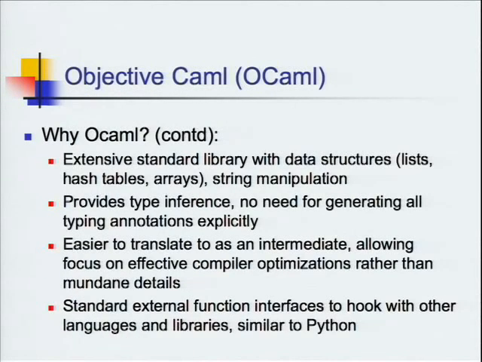Also, OCaml has a very extensive standard library, which has a lot of well-implemented data structures, such as lists, arrays, hash tables, and string manipulation. It provides type inference, so we don't need to specify explicit typing annotations, like saying this is an int. We can specify types for variables, but we don't have to because the type inference will take care of it. And it's definitely a very easy language to program in. That in itself is a motivation.